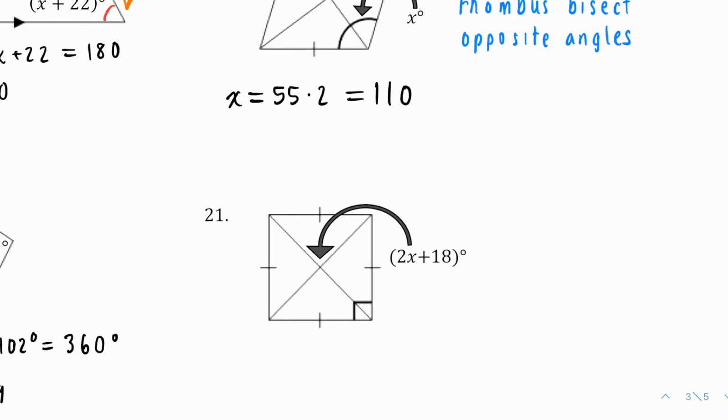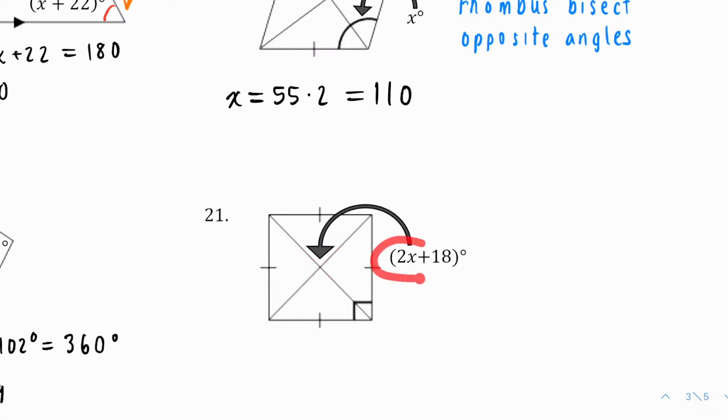Number 21. So again, I think we've already had a diagram kind of like this before. We've got four congruent sides, so it's definitely at least a rhombus, but it's a rhombus with a right angle, and that's called a square. And one thing we know about squares, and really any rhombus, is that the diagonals are perpendicular.